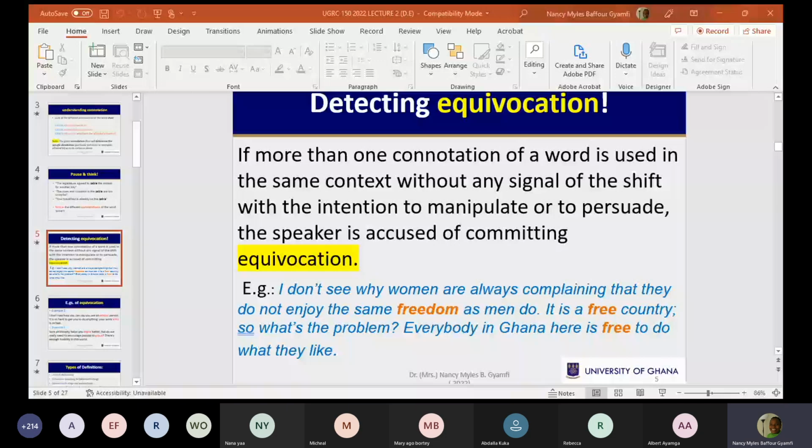Raise some questions. Are the different meanings of freedom that the person is using, do they coincide? Are they the same? Let me help out so that we don't waste too much time. Look at the person saying, I don't see why women are always complaining that they do not enjoy the same freedom as men do. Do women enjoy the same freedom as men do? I want to interrogate this.